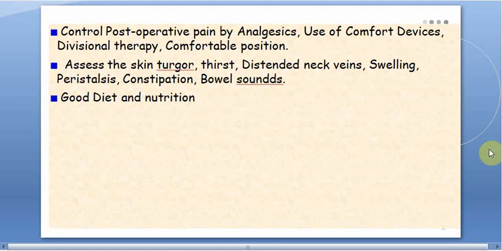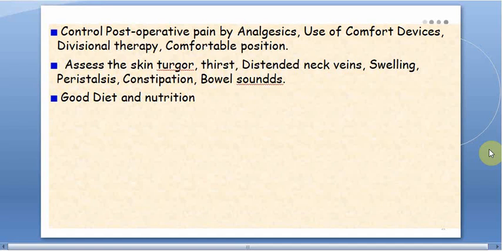Then next, in the post-operative period, you can provide analgesics to the patient to reduce the pain. You can use physical therapies, okay, to divert the person from pain and all, then provide a comfortable position. Next is assess the skin color to see if the patient is hydrated or not. Then see if there is excess thirst. Excess thirst means the patient is dehydrated.